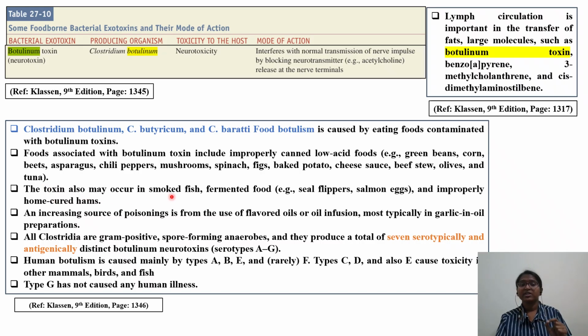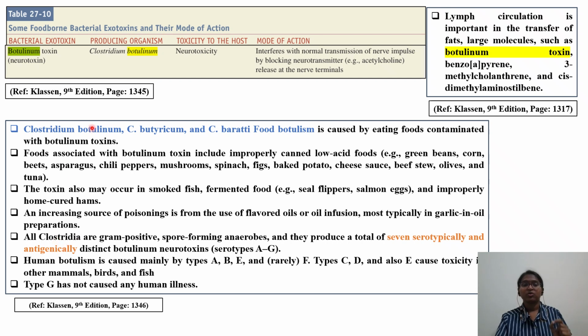Toxin also may occur in smoked fish, fermented foods like seal flippers, salmon eggs also, and improperly home cured hams, meat. An increasing source of poisoning is from the use of flavored oils and oil infusions. Even oils can contain it, most typically garlic in oil preparations.